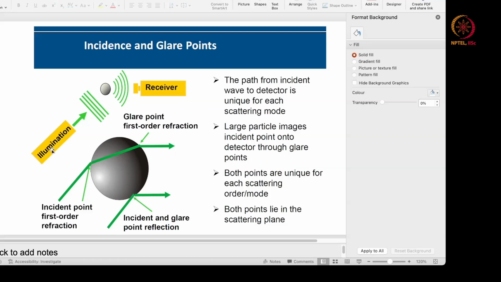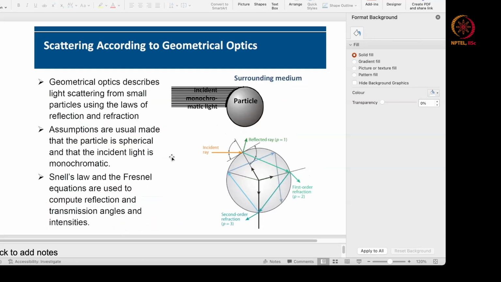And this is how you have illuminated this particle using a monochromatic beam, for example, at an angle. So the large particle images points onto the detector, the glare points. We already did that. Now let us look at scattering according to geometric optics.